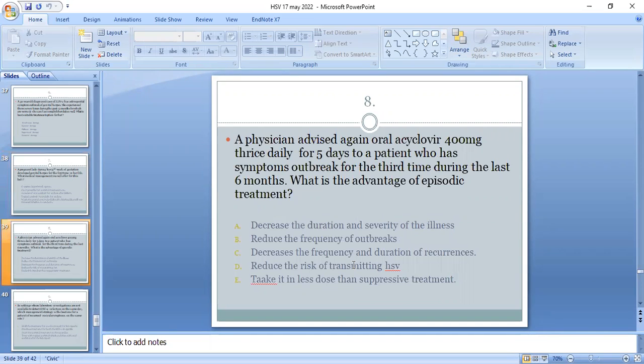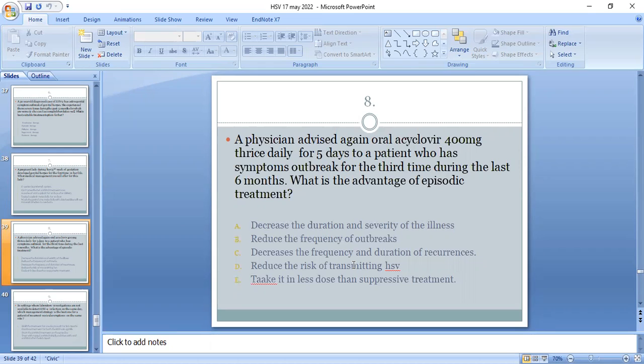Eighth MCQ is a physician advises oral acyclovir 400 mg thrice daily for 5 days to a patient who has a symptom outbreak for the third time during the last 6 months. What is the advantage of episodic treatment? Whether it decreases the duration and severity of the illness, or reduces the frequency of outbreaks, or decreases the frequency and duration of recurrences, or reduces the risk of transmitting herpes simplex virus, or can be taken in a lower dose than suppressive treatment. Alpha.